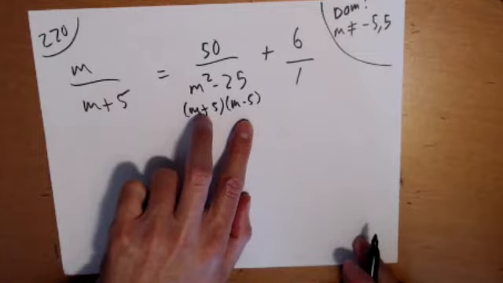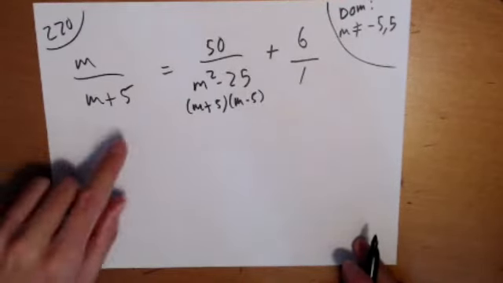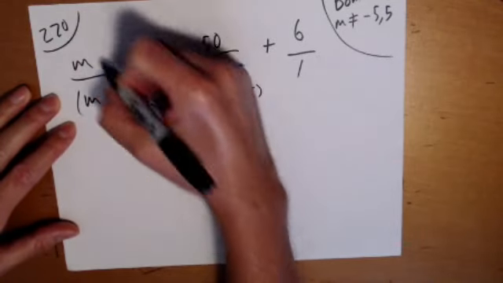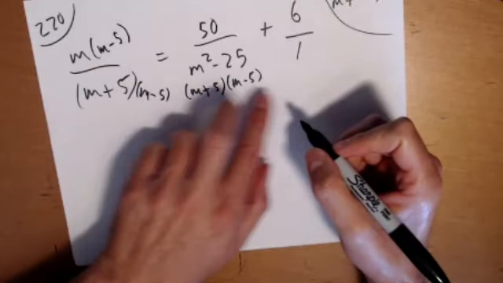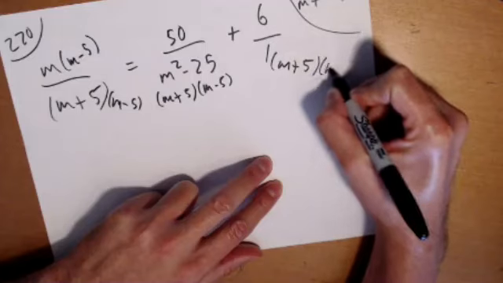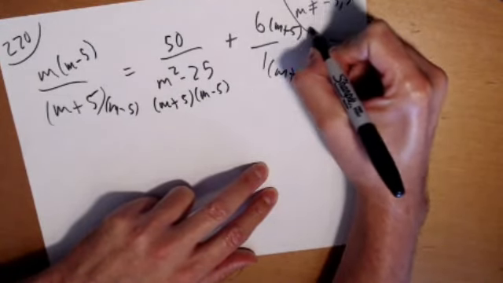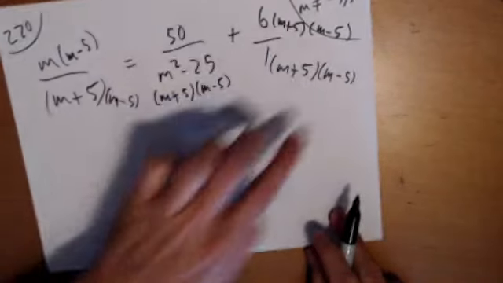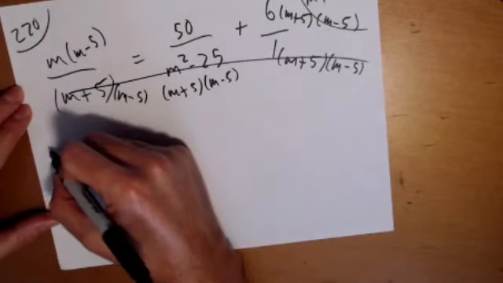Oh, so the lowest common denominator is going to be m plus 5 times m minus 5. Hopefully you see that. So this guy needs an m minus 5. This guy has the correct bottom, so it's fine. This guy needs an m plus 5 times m minus 5. So put m plus 5, m minus 5. Okay, bottom's all the same. Yep, fun part. What's left over?